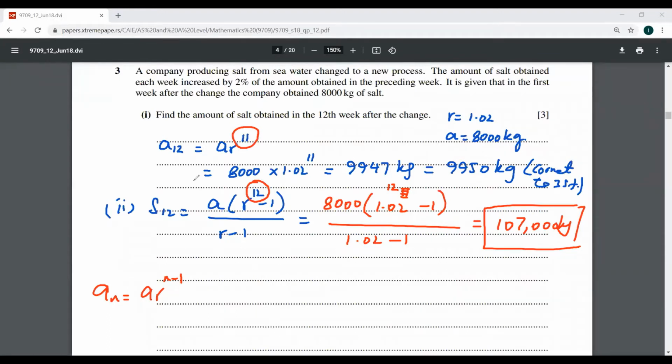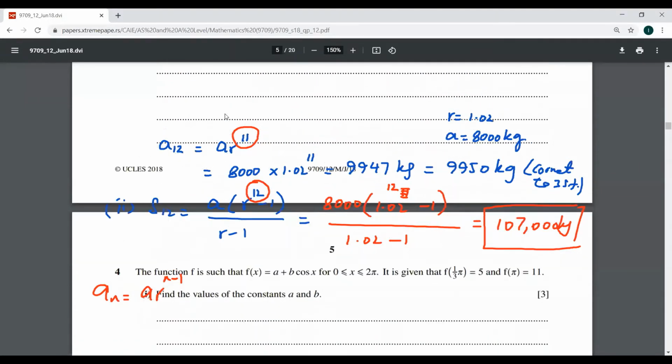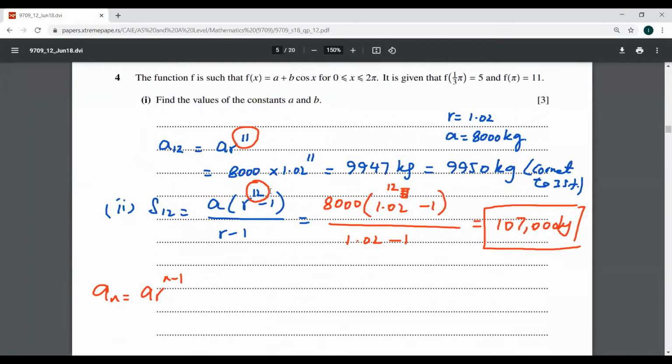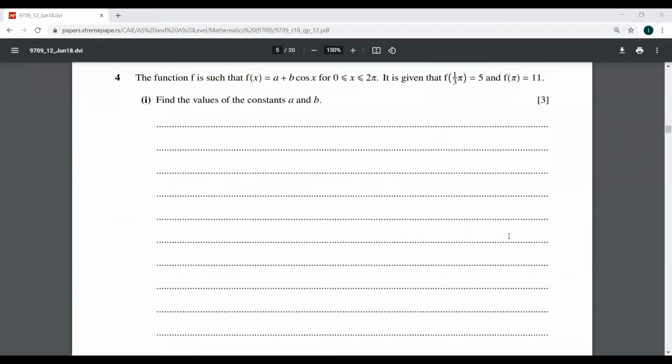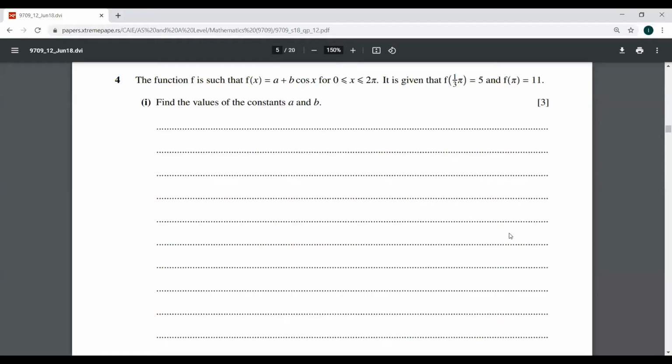Okay, let's move to the next question. Yes, beta. The last question. The function f is such that, let me complete this. Is there any problem with the previous question, beta? Okay, fourth question. The function f is this. It is given that f of this is this and f of this is this. Find the values.